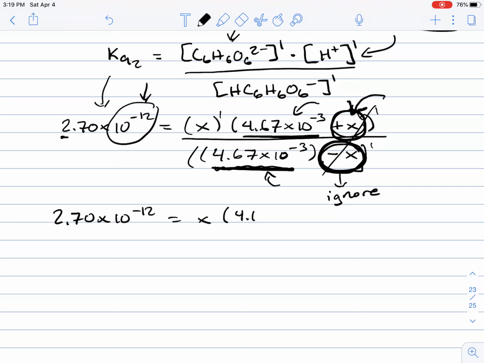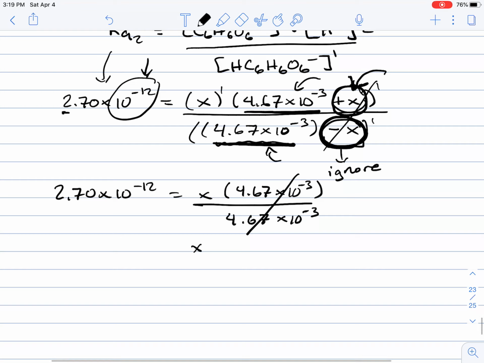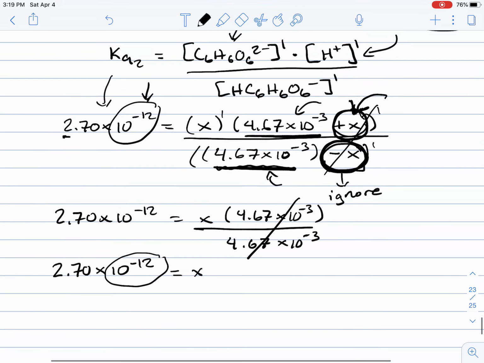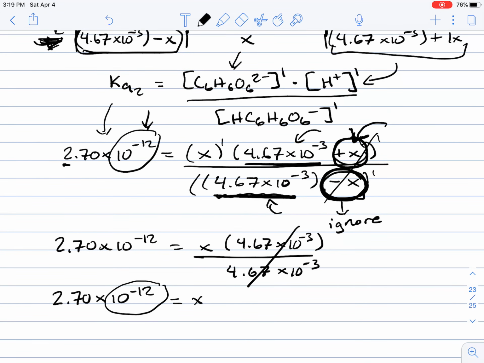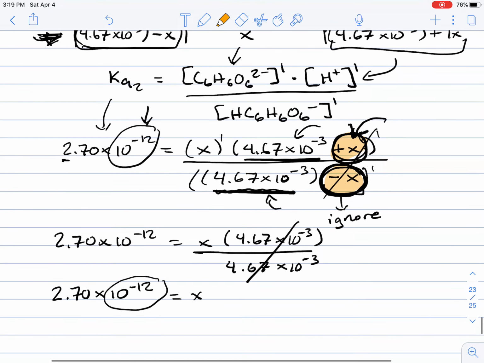Times this by 4.67 times 10 to the negative 3 over 4.67 times 10 to the negative 3. And these two cancel. And so it turns out that the value of the change is equal to Ka2. And notice that if you take this value times 10 to the negative 12 and plug it into this x and this x, you're still going to get the same answer.